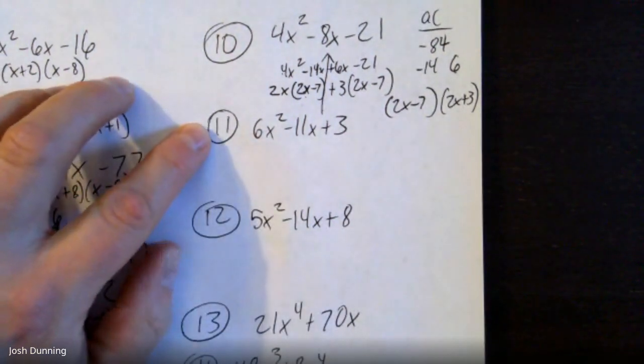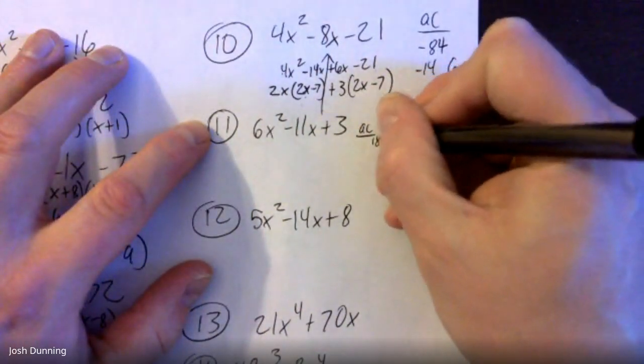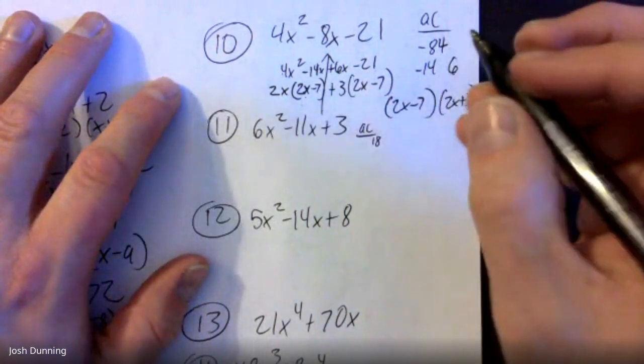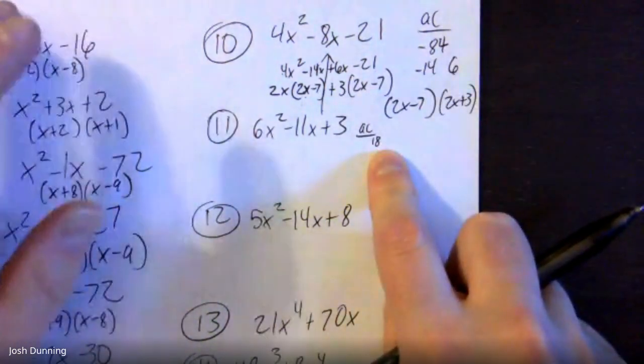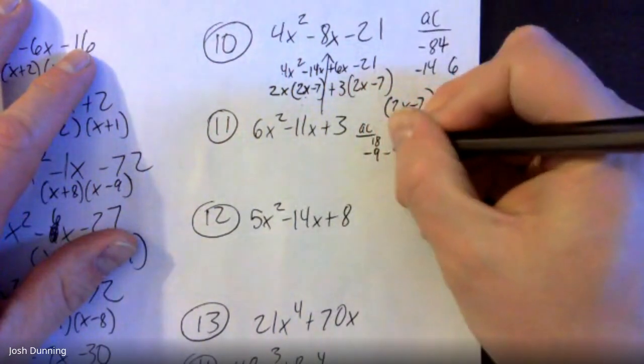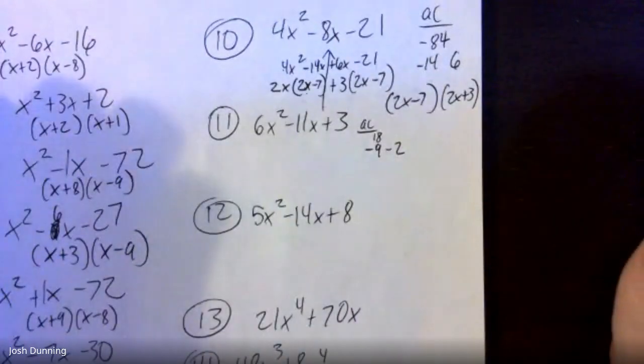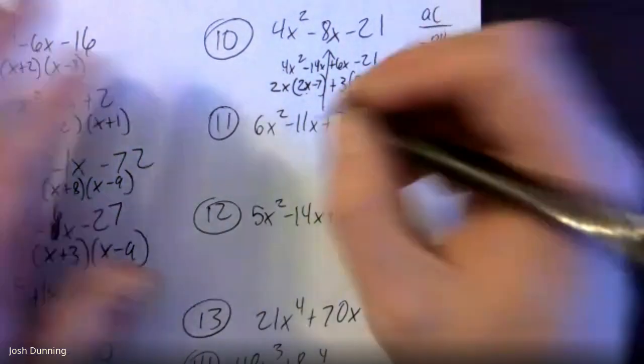Number 11. Same idea. 6 times 3 is 18. We got to multiply to a positive, but combine to a negative. Minus 9 and minus 2. You can put them in either order. Doesn't really matter.